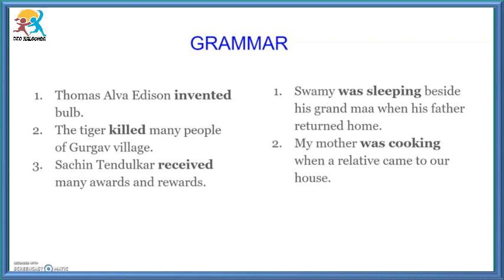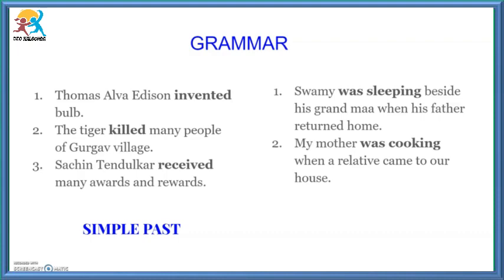And the tiger killed many people of Gurgaon village. It had already killed. Next, Sachin Tendulkar received many awards and rewards. Now, these types of sentences are in simple past. They are in simple past. We used past verbs in these sentences. Now, let us move to the right hand side sentences.